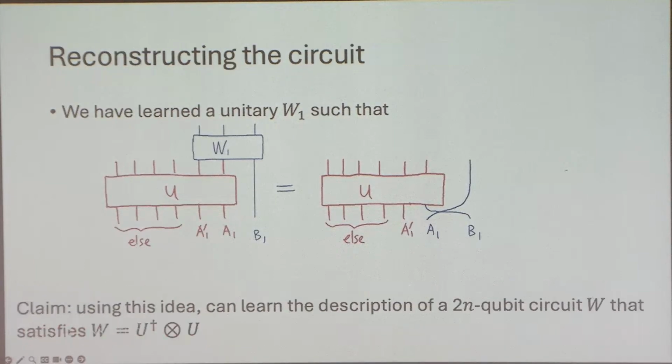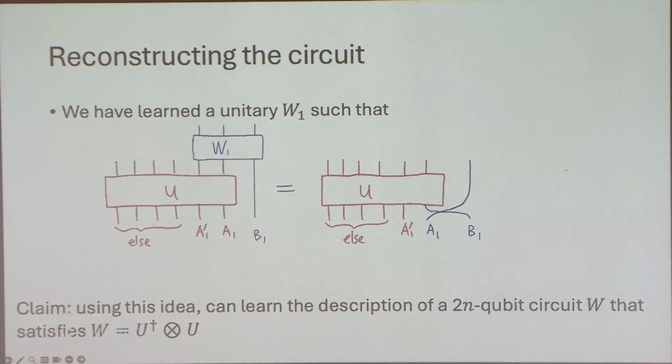OK, so now comes the big claim. The claim is that this idea indeed works. And using this idea, we can learn the description of a 2n-qubit circuit, W, that somehow satisfies this property. It implements the unitary U-dagger tensor U. Our goal at the beginning was to learn to implement U, but now we can implement U-dagger tensor U together. But of course, that's fine. We just get something extra.